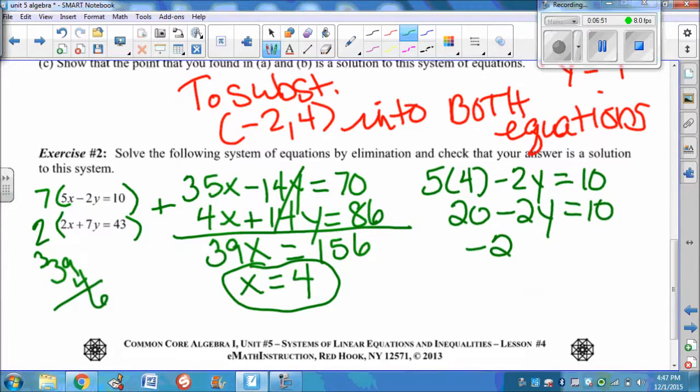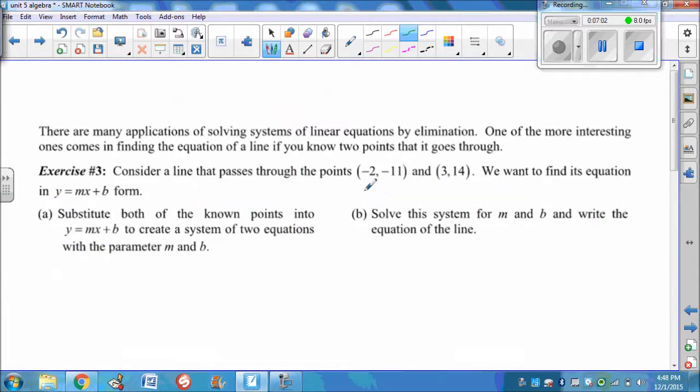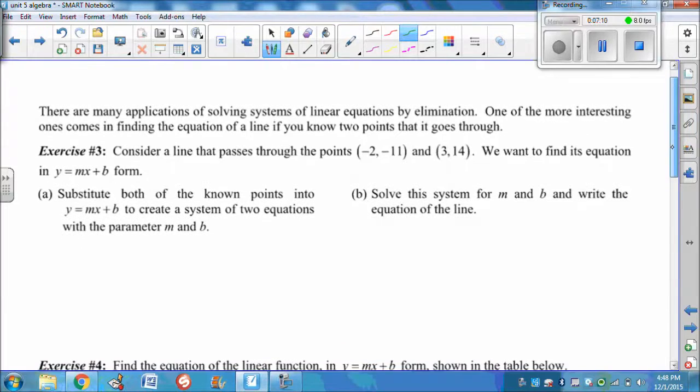So negative 2y equals negative 10, and y is 5. So your solution is (4, 5). Okay. So let's deal with some applications here. Still kind of that exercise for your brain.